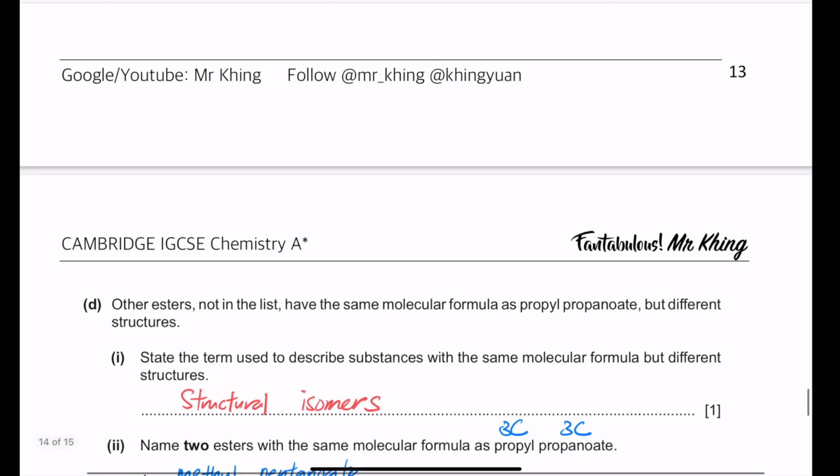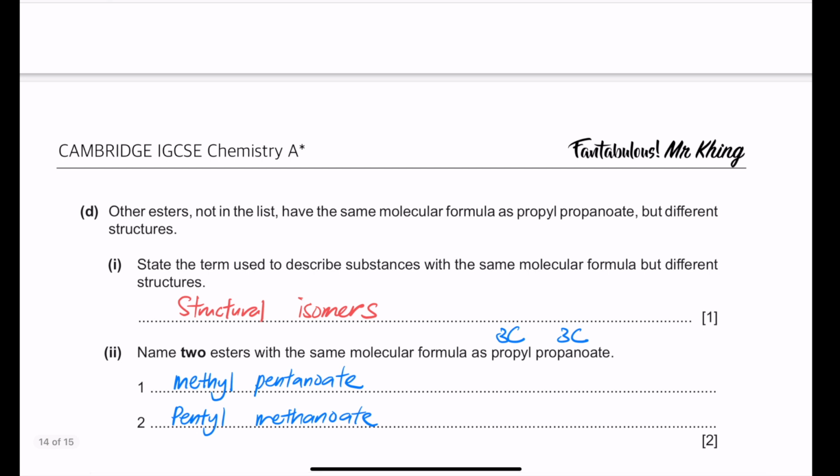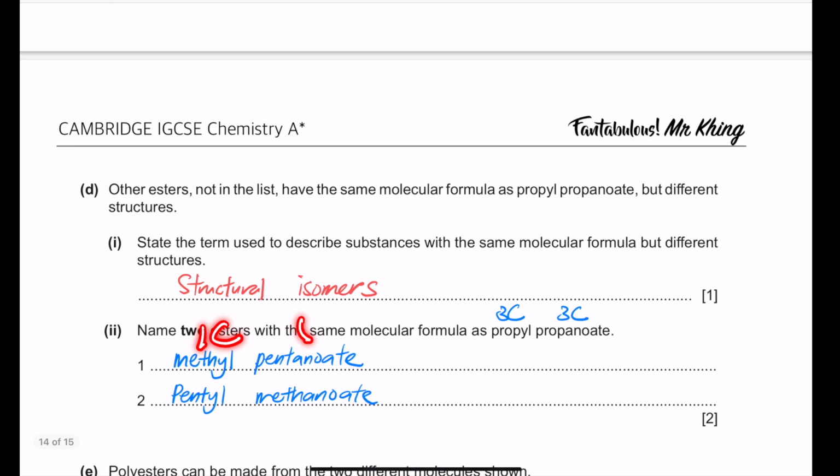So what are the 2 esters with the same molecular formula as this? Remember, how do you identify the isomers of an ester? You play around with the different numbers of carbons at both the alcohol part and acid part. This one has alcohol 3 carbon, acid 3 carbon, total 6 carbon. So it can be alcohol 1 carbon, acid 5 carbon, total 6 carbon, or 5 carbon, 1 carbon. There are also other answers like 2, 4, or 4, 2: ethyl butanoate or butyl ethanoate. So there are 4 different answers for this.